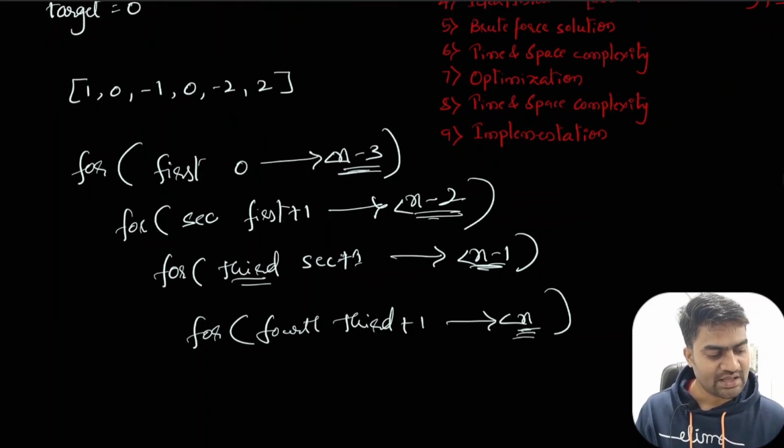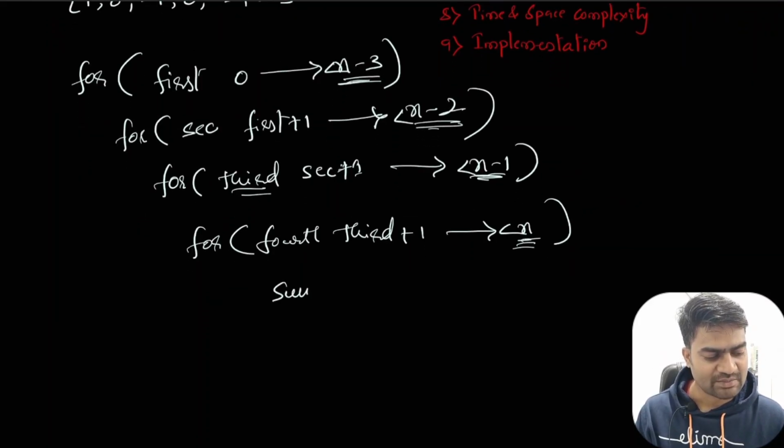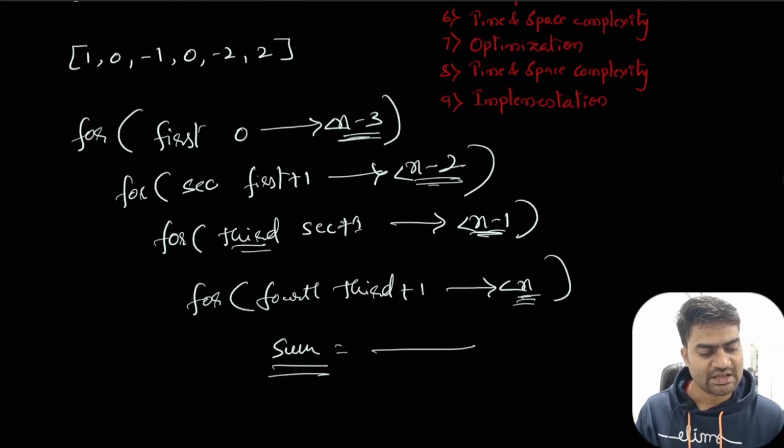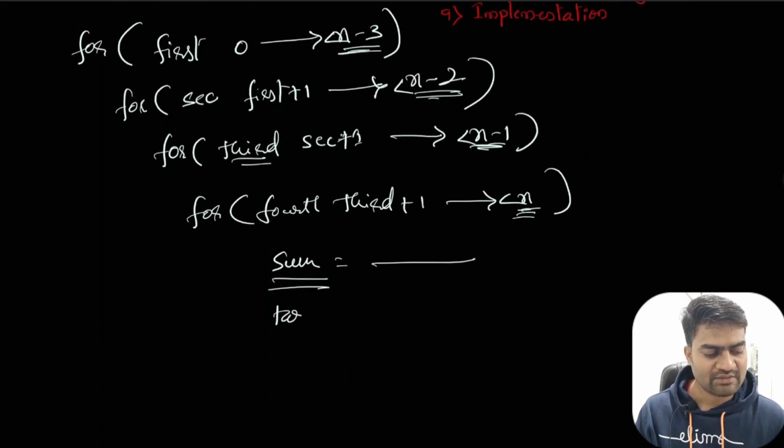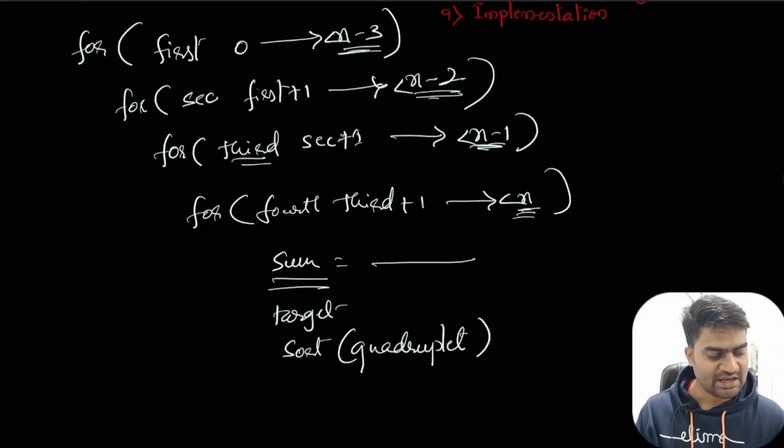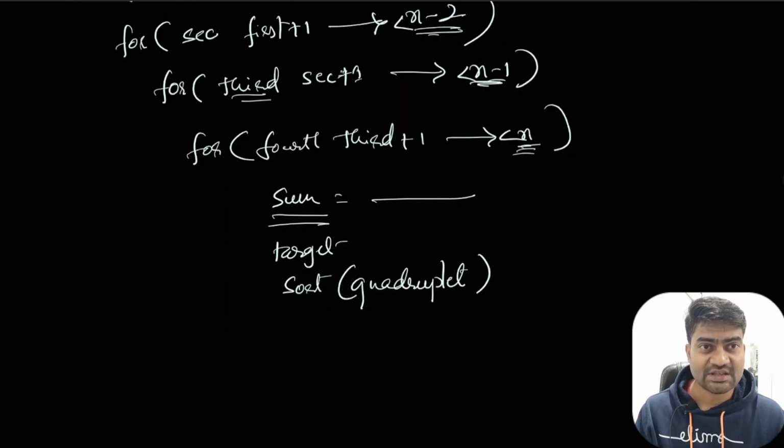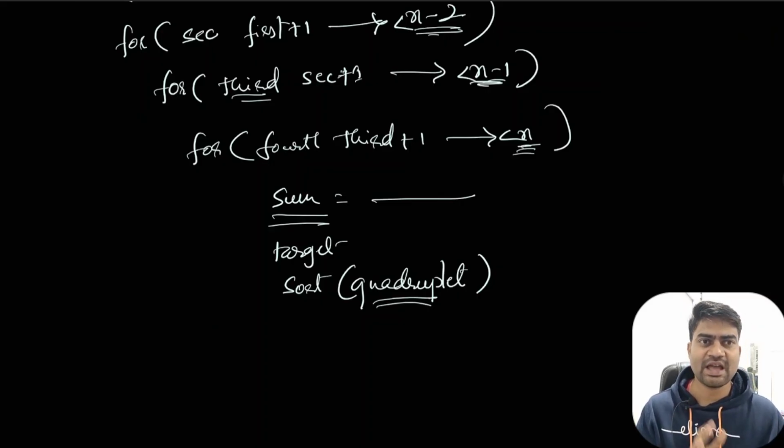Okay, so then what I will do, I will find the sum. Then if my sum is equal to my target, I will sort the quadruplet first. Then I will check if it is unique, and if so, I will store it in the quadruplets list. Okay, so this is exactly the same as the brute force we saw for the threesome problem. So if you have already watched that, then it is pretty much straightforward.